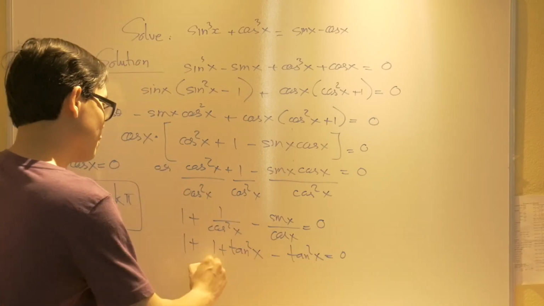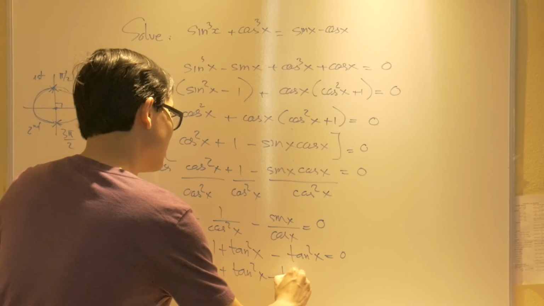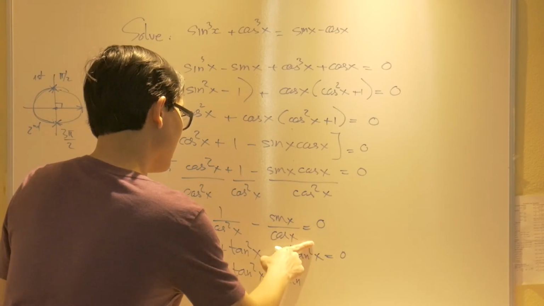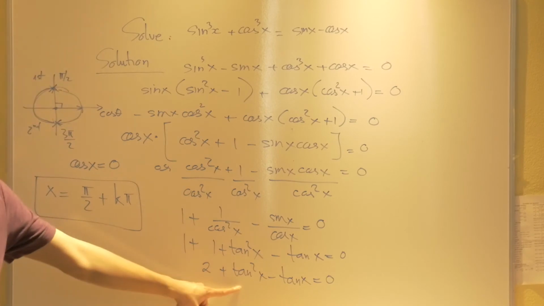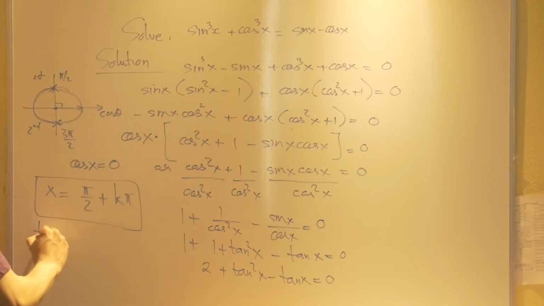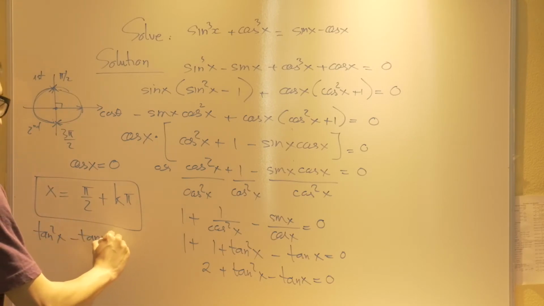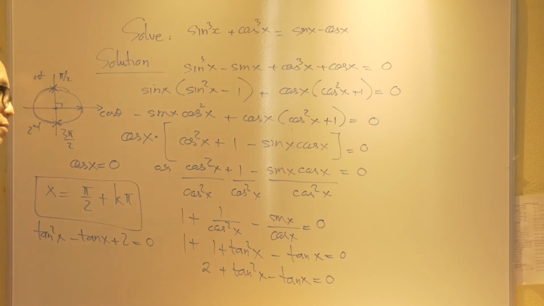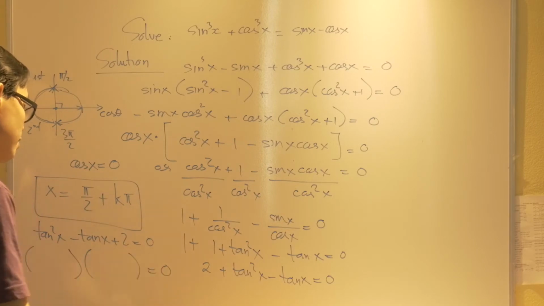And now we have what? We have 2 plus tangent square. It still gives you another quadratic, right? So tangent square, I'm going to write over here, tangent square x minus tangent x plus 2 equals 0. This is quadratic. And do you think we can factor it? Can we?